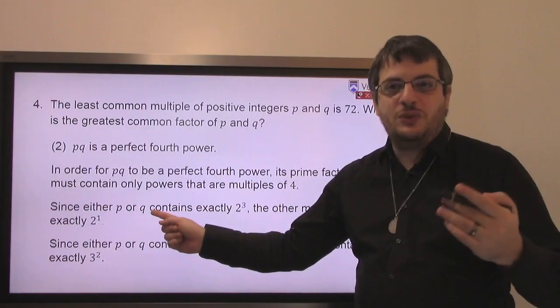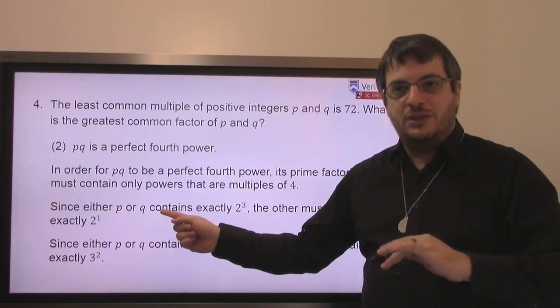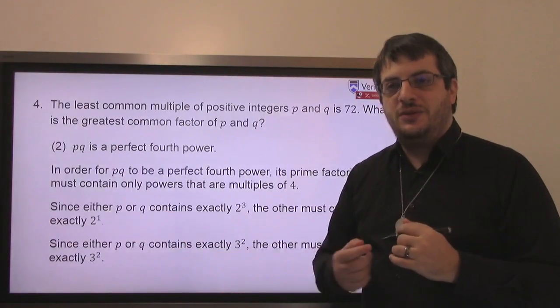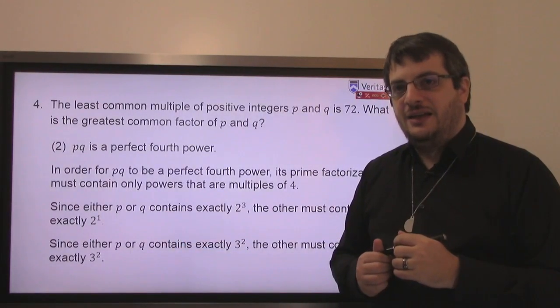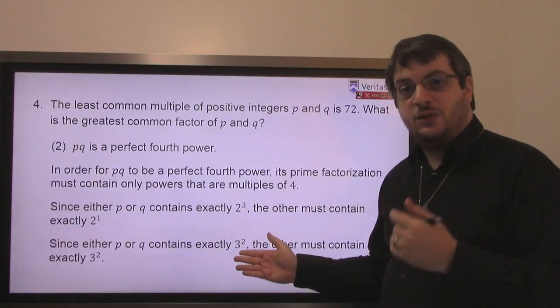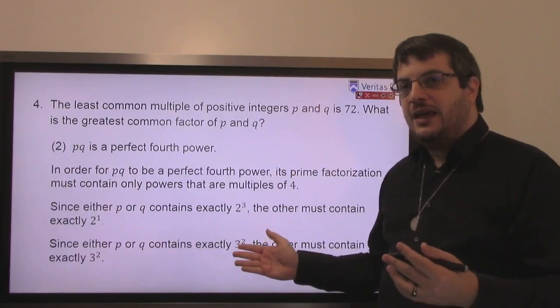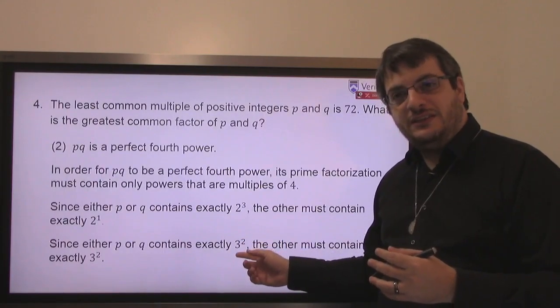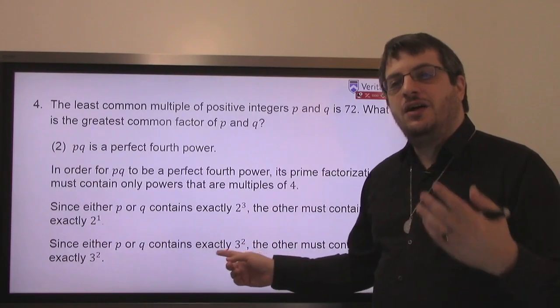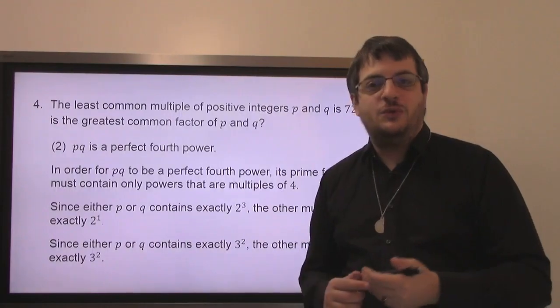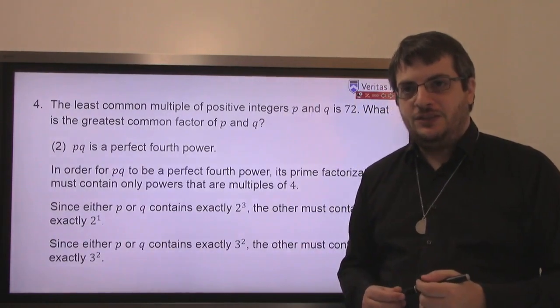And again, I don't know which is which, but either P or Q contains 2 cubed, and either P or Q contains 2 to the first. And again, I have to have 4 3's or 8 3's or 12 3's, and therefore, given that one of these has exactly 3 squared, the other must also contain exactly 3 squared. I can't make it to 3 to the 8th. It's too far.